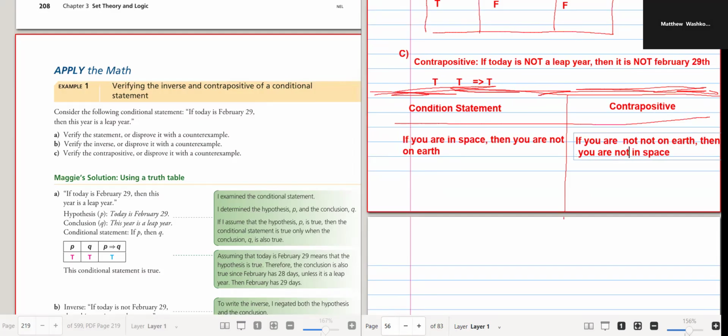Sorry, I put it in there. So what's the problem here? You don't do that. It's just, if you are. So instead of if you are not on Earth, no, that just means you are on Earth. So if you are on Earth, then you are not in space. That would be the contrapositive of this.